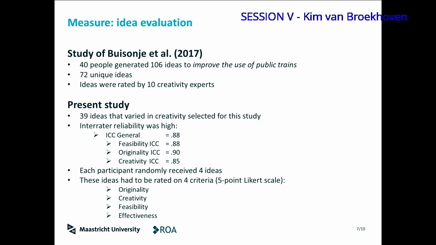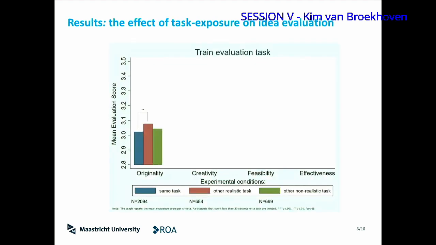So you have originality, creativity, feasibility, and effectiveness. Effectiveness is defined as: to what extent does this idea really solve the problem? And feasibility is more focused on: to what extent can we actually implement this idea? How easy is it to implement? So that's the difference between those two.